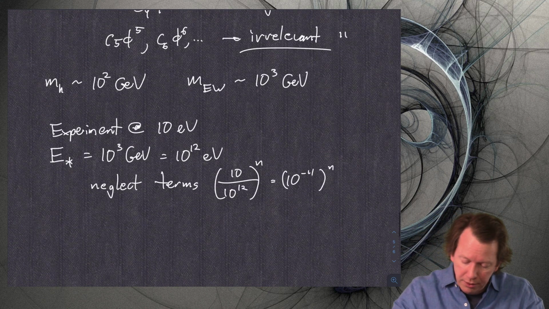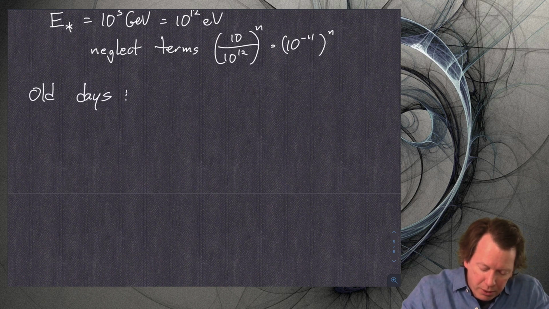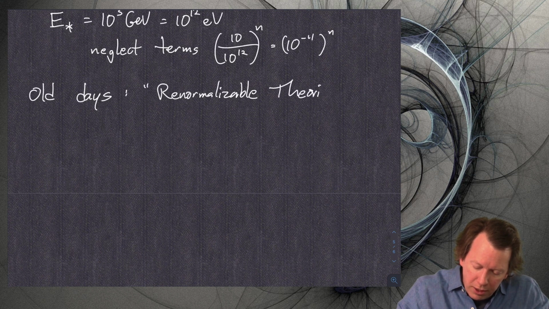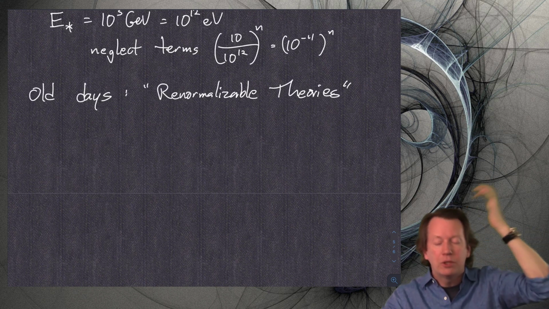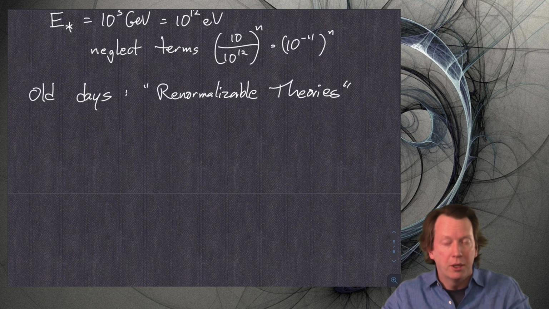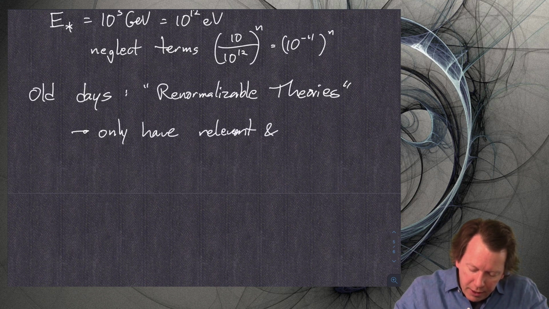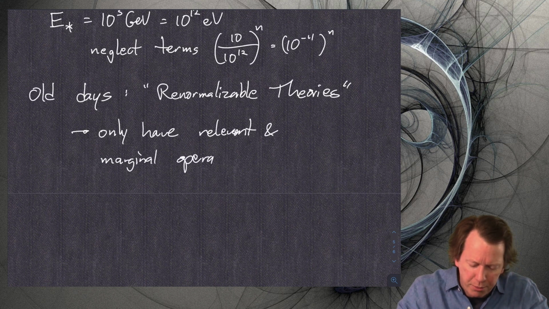Now, in the old days, before Wilson came along, we spent a lot of time worrying about what are called renormalizable theories. In other words, theories that in principle make sense all the way up to infinite energy by this trick that Feynman and his friends figured out, by subtracting off the infinities. So renormalizable theories are those that only have relevant and marginal operators. I shouldn't say operators, though that's the technical term and what people say. Let me say interactions, because that's what I said before.